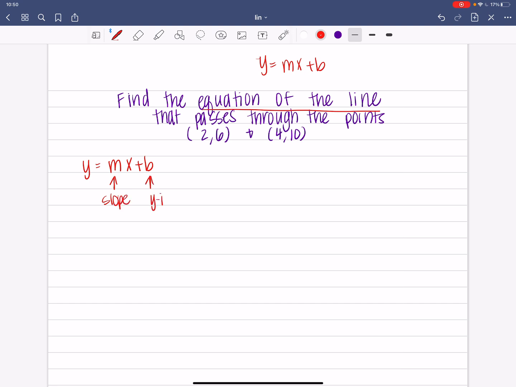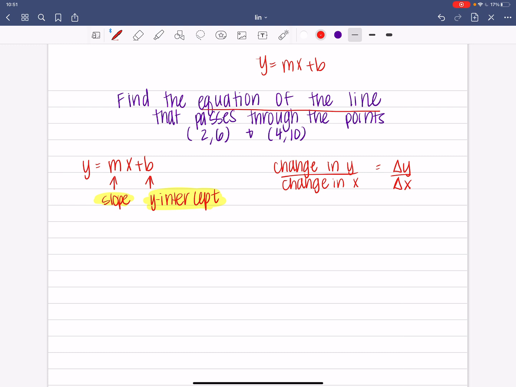b is your y-intercept. So the two main pieces of information you need to find are a slope and a y-intercept in order to complete this equation. Let's start with what we know. We know how to find the slope between two points. The way we do that is the change in y over the change in x, or you'll see me write that in shorthand with a triangle, which means delta, or change, in y over change in x. So let's do it.